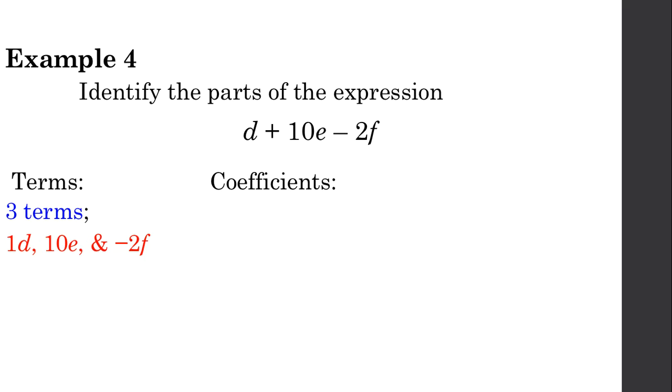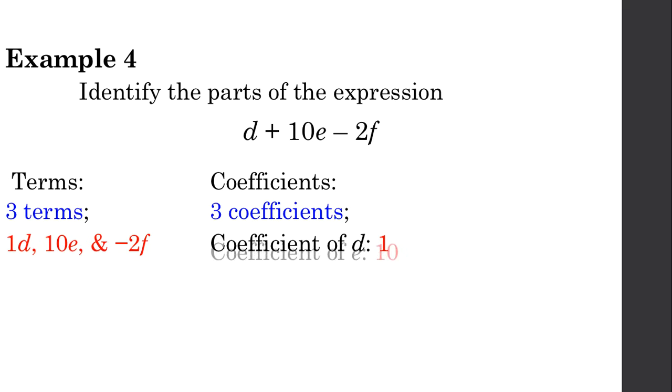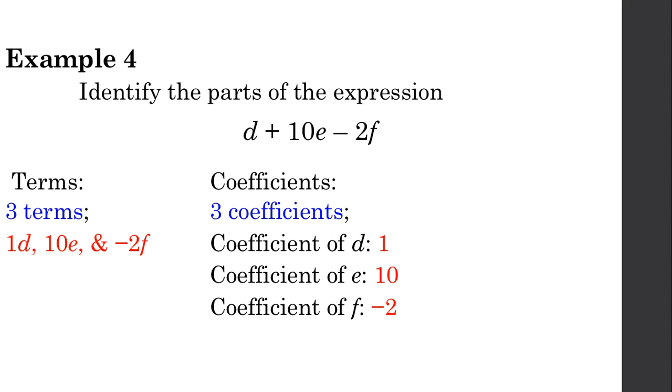Our coefficients, 3 of them. We have 3 terms with variables, so we have 3 coefficients. So the coefficient of d is 1, coefficient of e is 10, and the coefficient of f is -2. Finally, our constants, as we look back, every single term has a variable, so there are once again no constants in this example. So that's how you identify the different parts of an expression. You identify the terms, the coefficients, and the constants.